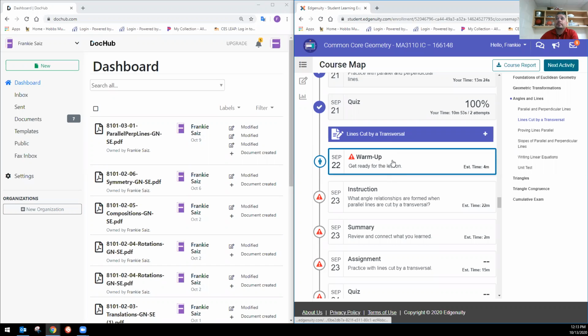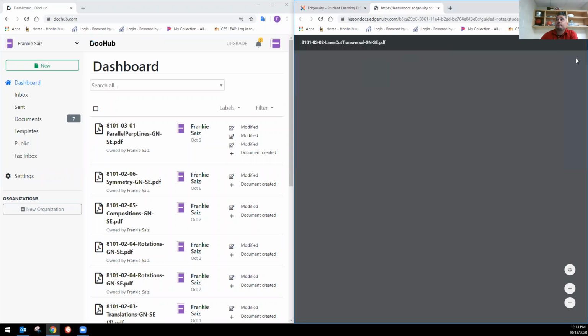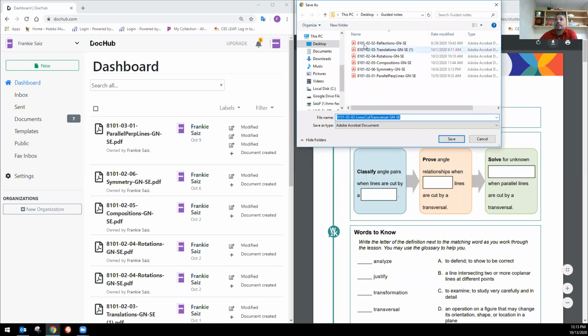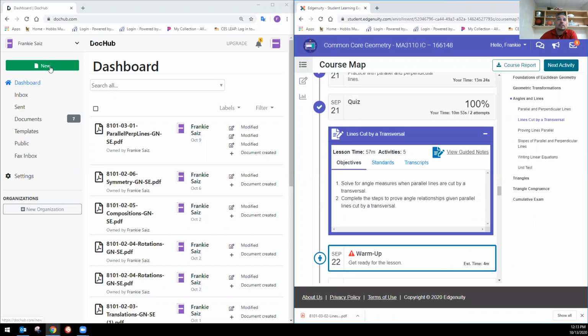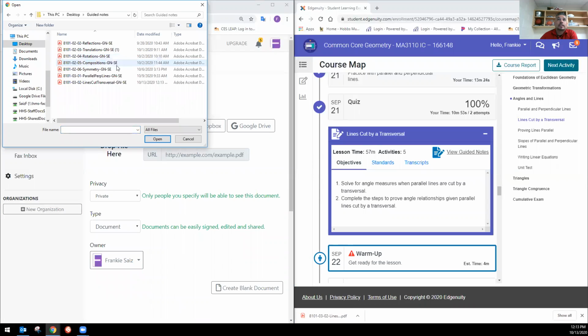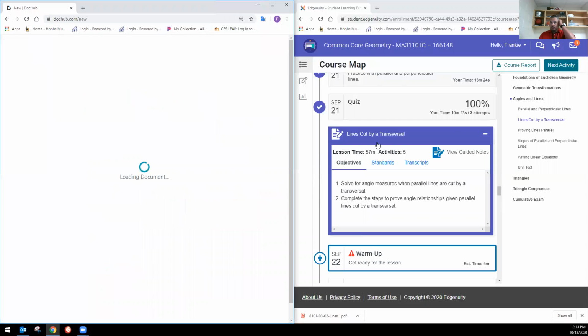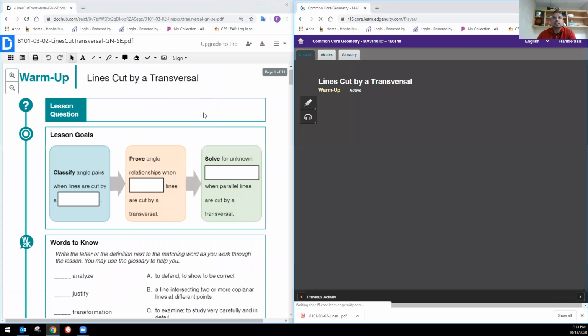I'm on the warm-up, but what I've got to do is get my guided notes. So let's pull those up. I've got to download those. There they are right there. It's on my desktop, in my guided notes folder, so that's going to be fine. Pulling it from my computer, lines cut by a transversal. While this pulls up, I'm going to close these and hit the warm-up, and let's get started.